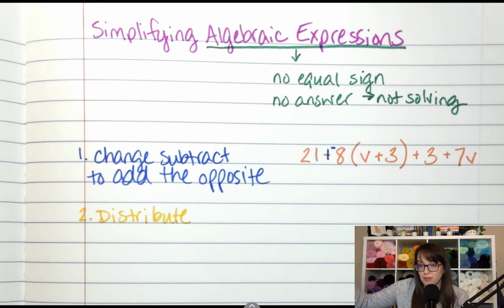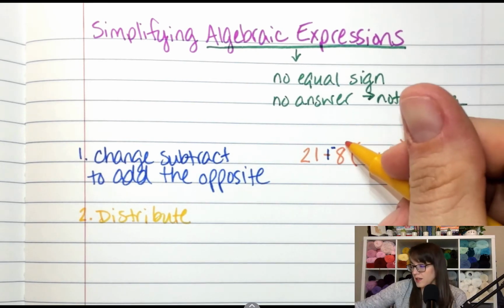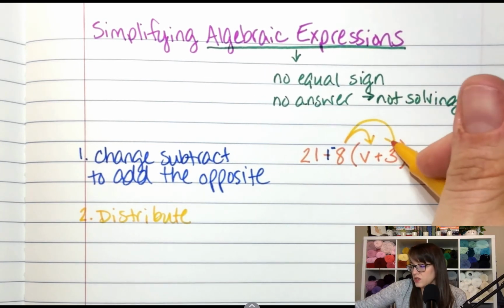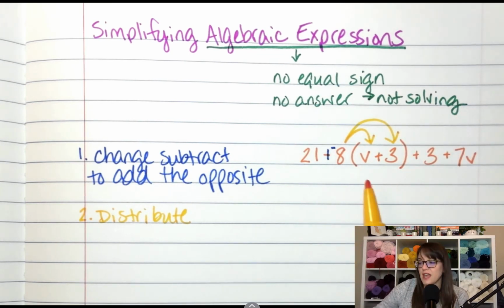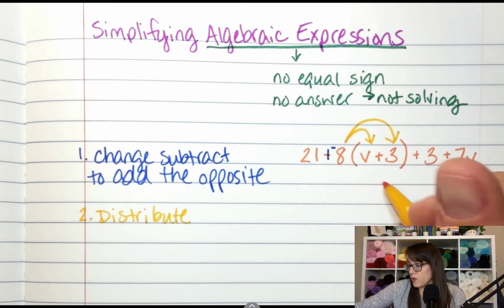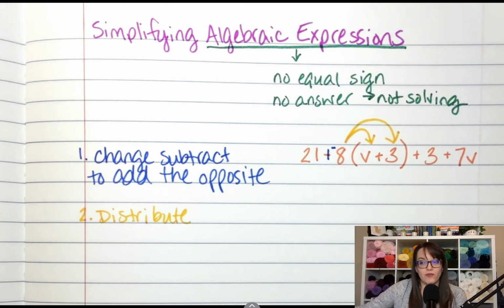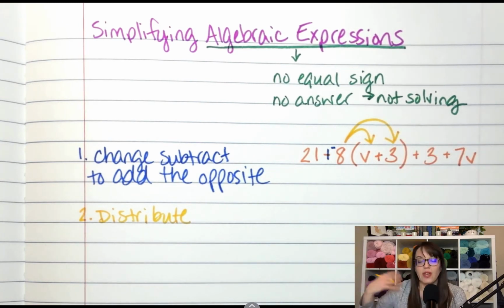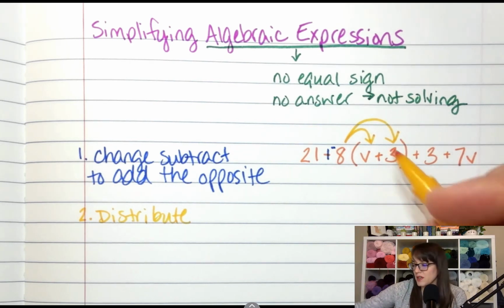So to simplify this, we're going to distribute that number to the v, and we're going to distribute that number to the 3. So instead of saying 8 times v plus 3, it's a negative 8. Negative 8 times v plus negative 8 times 3. So what is negative 8 times v? It's negative 8v. If you didn't get that one, don't worry. When we multiply by variables, you can multiply, you can divide by variables with numbers, but you don't add and subtract variables and numbers.